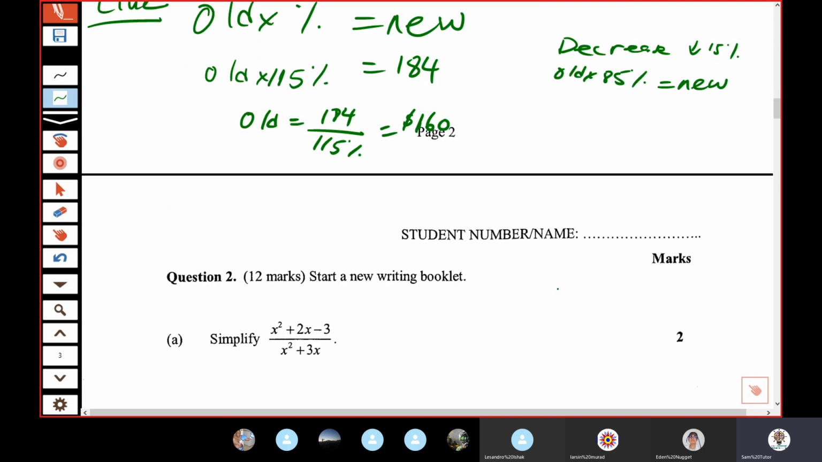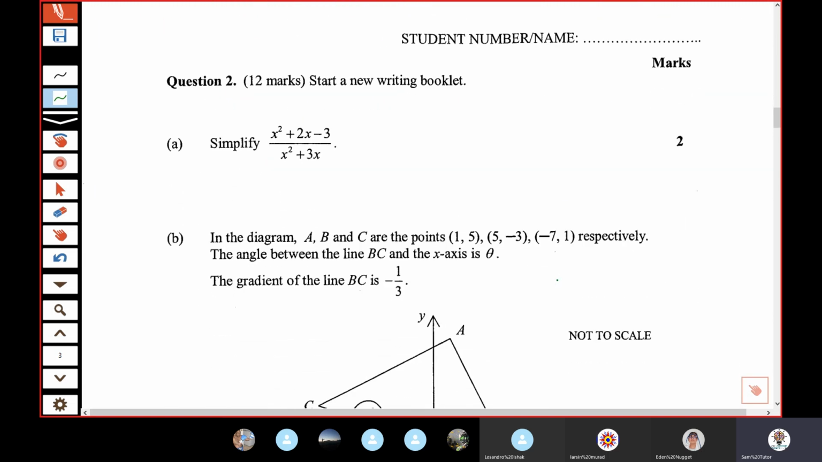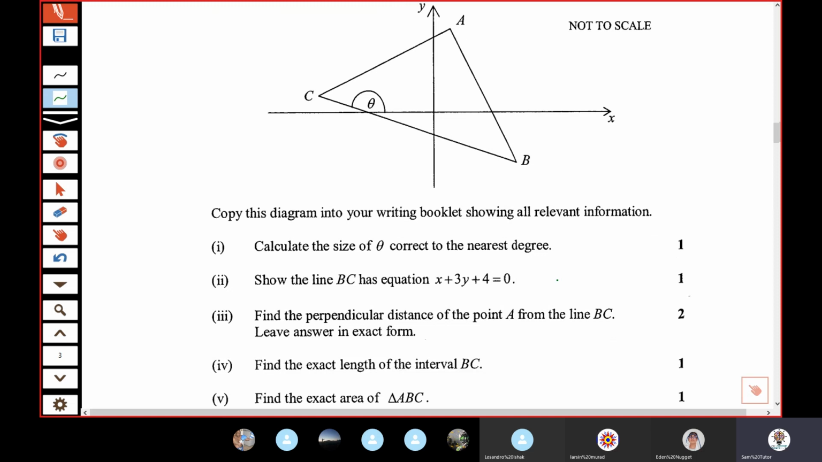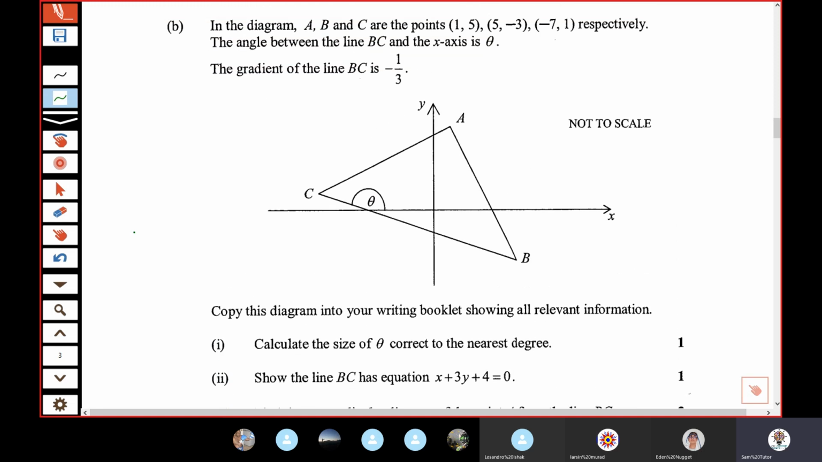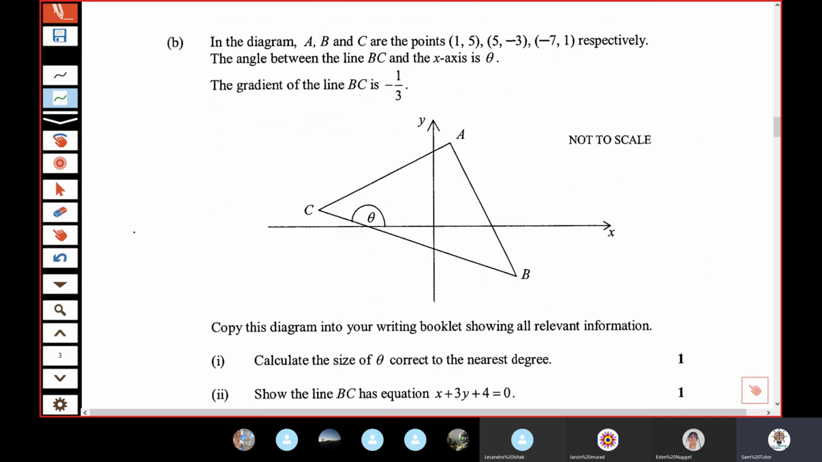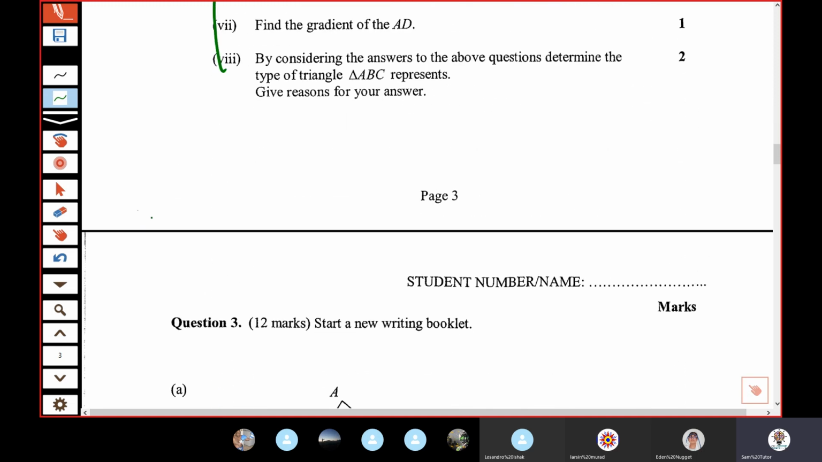Question 2. I think there was only A, wasn't there? Oh, and A, and I, and double I. Anyone done them yet? No. We'll come back to them, obviously, but for now, leave it. Question 3.